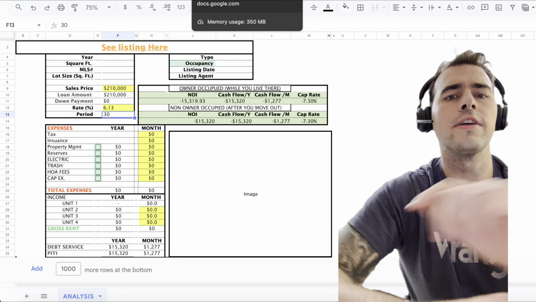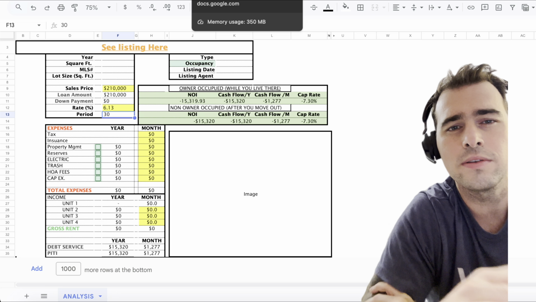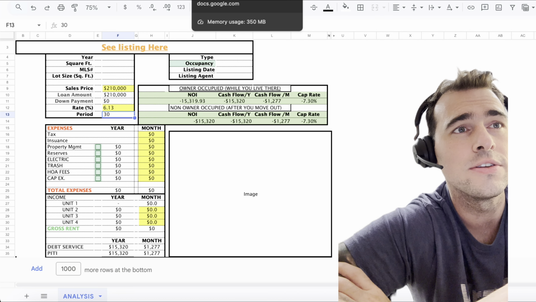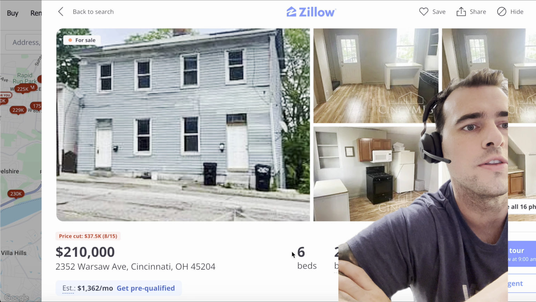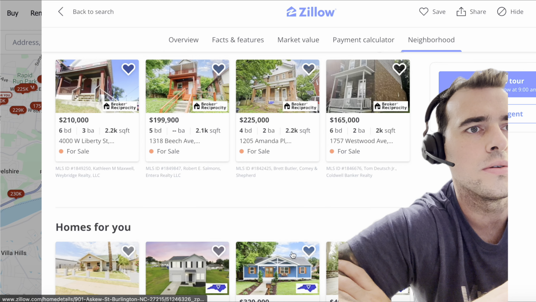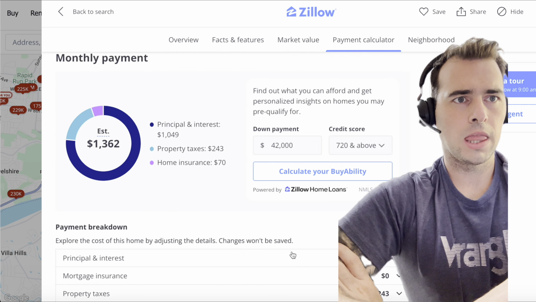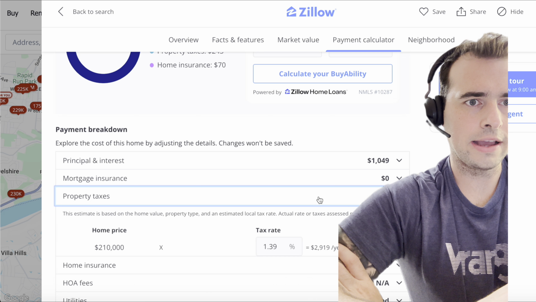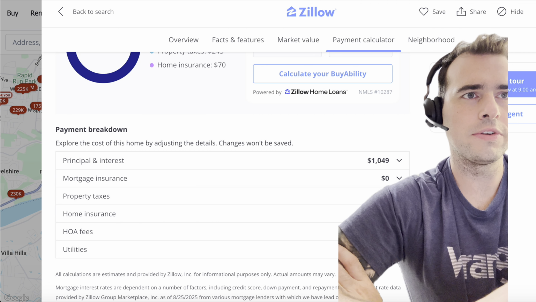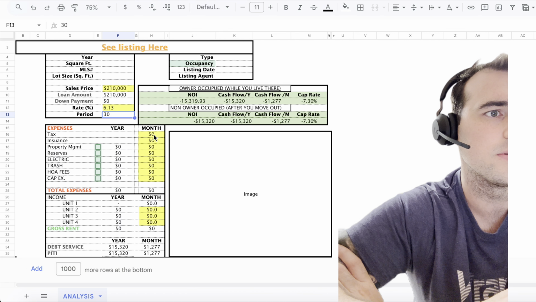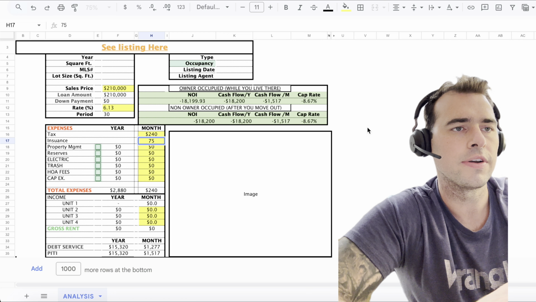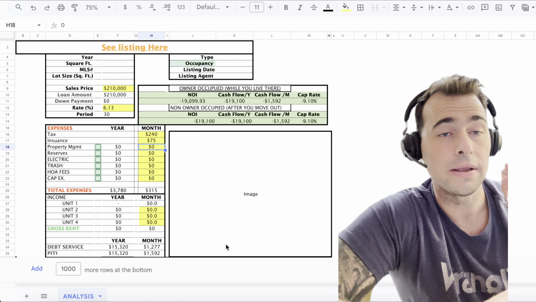And for taxes and insurance, if you don't have a good reference point, you can go to the county website to get the tax bill for any property. But if you go to Zillow, where you saw the listing, and you scroll all the way down, Zillow will tell you the monthly taxes is $243 and the monthly insurance is $70. So we'll come back here, we'll see the taxes are $240 and the insurance is $75. I don't know if those are backwards or not, but not really important.